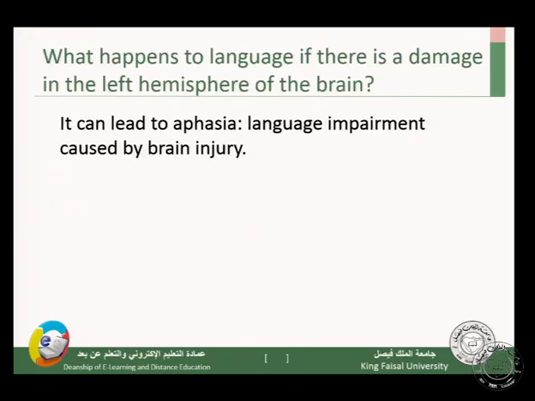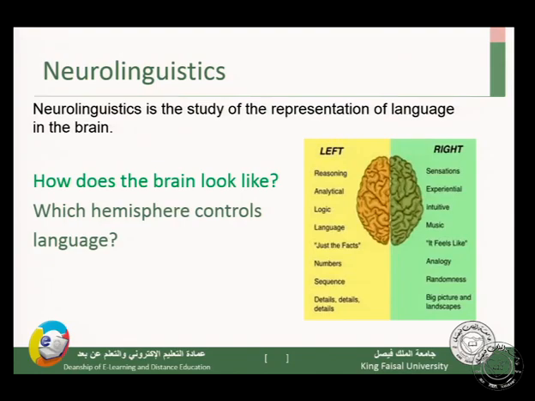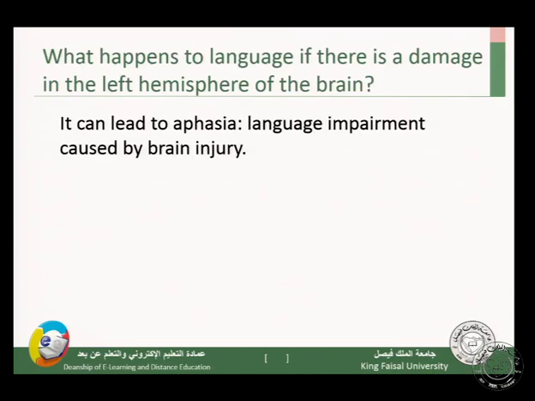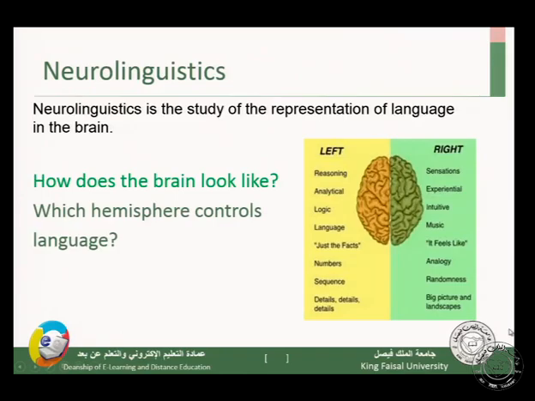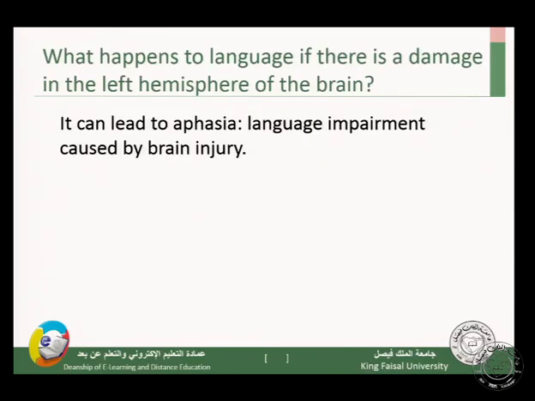So this is neurolinguistics. If you have been asked what is neurolinguistics, it is the study of the representation of language in the brain. Now, since we have seen that language is somewhere in the left side of the brain, it might be interesting to ask, what happens if there is damage to this part where language is? Can language be affected? What happens to language if there is damage in the left hemisphere of the brain?